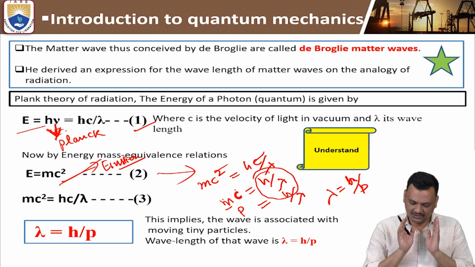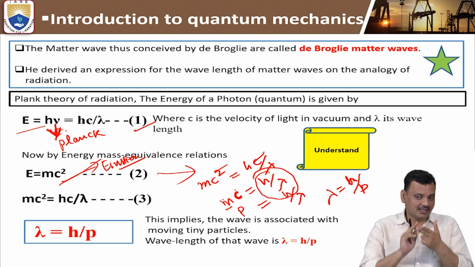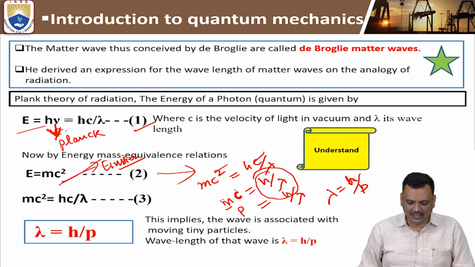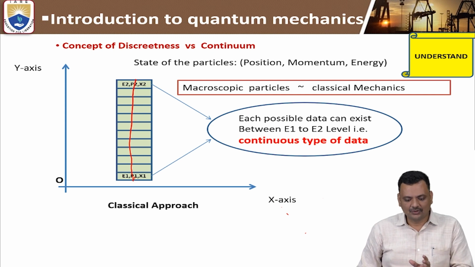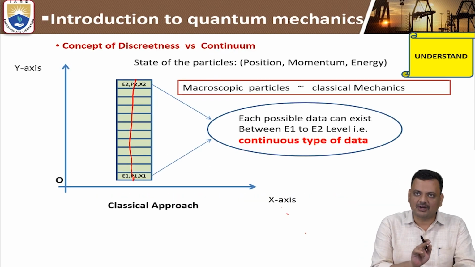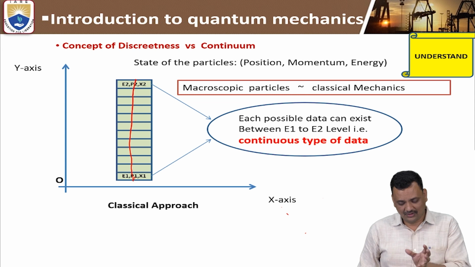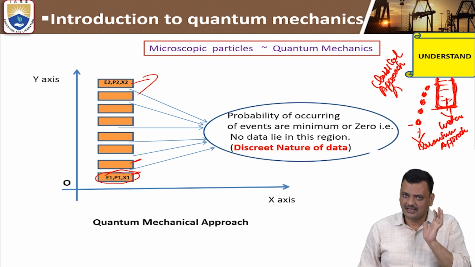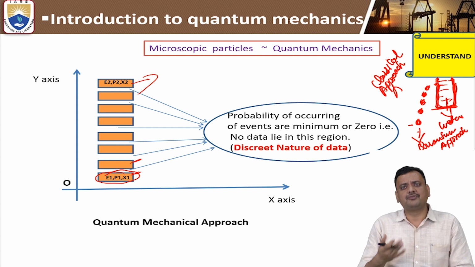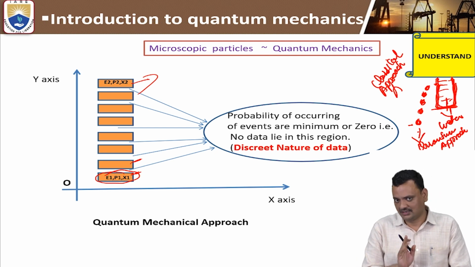This formula is important, but you should focus on two things if you want to understand quantum mechanics. First, the concept of discreteness versus continuum: what is continuous data and what is discrete data. You can develop your philosophy so that you can imagine the discreteness and continuity of anything. That is the first thing if you want to learn quantum mechanics.